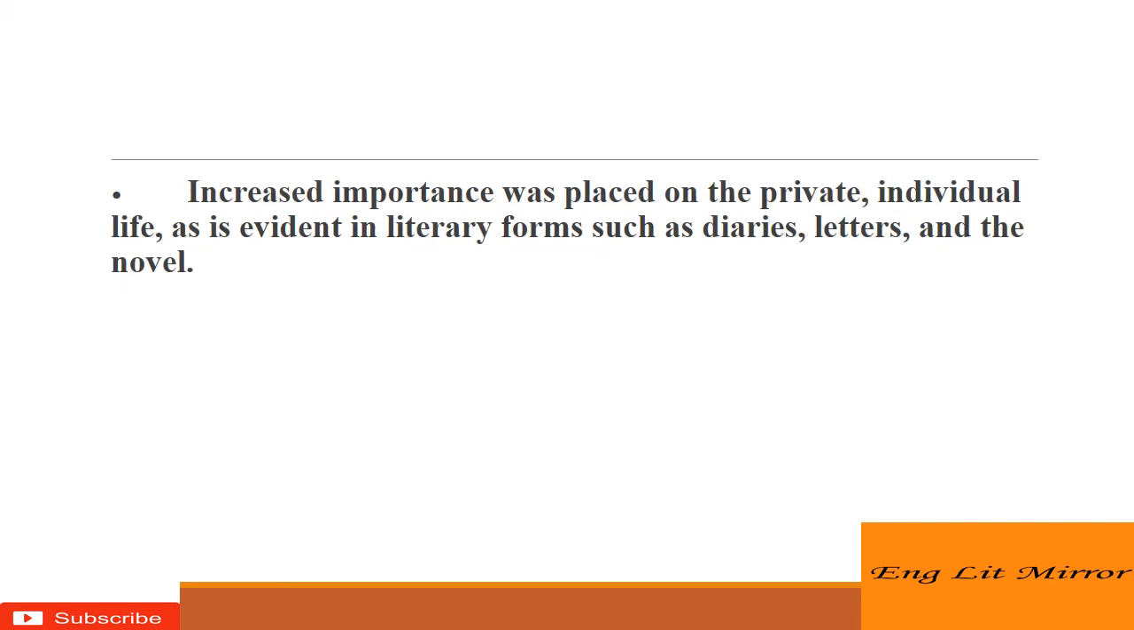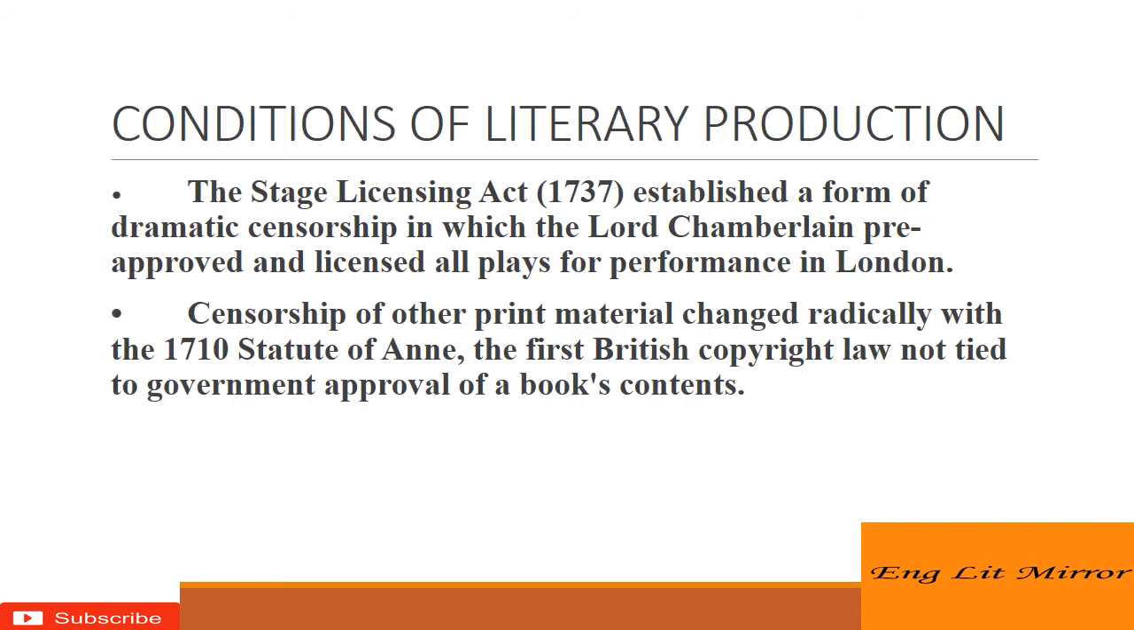Increased importance was placed on the private, individual life, as is evident in literary forms such as diaries, letters, and the novel. The Stage Licensing Act of 1737 established a form of dramatic censorship in which the Lord Chamberlain pre-approved and licensed all plays for performance in London.